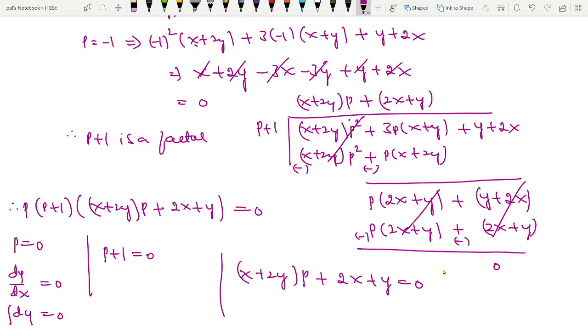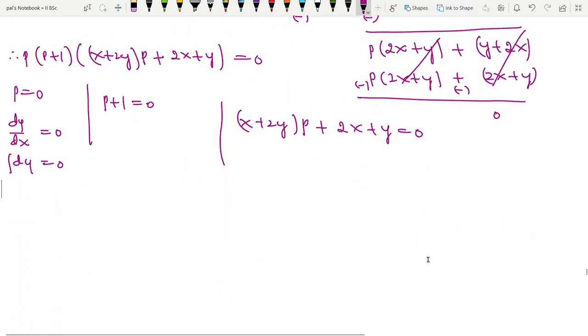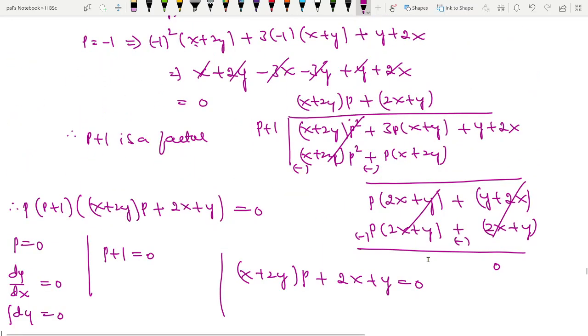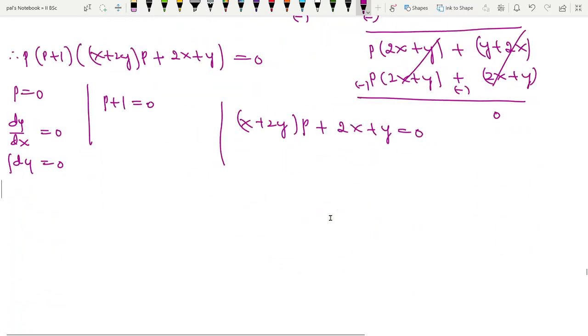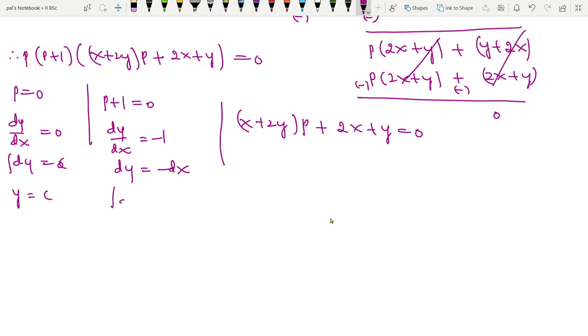So integrating this, dy is equal to 0, or you can write it as constant. So that is y is equal to constant. First solution. Now p plus 1 is zero, so dy by dx is equal to minus 1. So you write dy is equal to minus dx. Integrating this, integration of dy is equal to minus integration of dx plus c. So y is equal to minus x plus c.